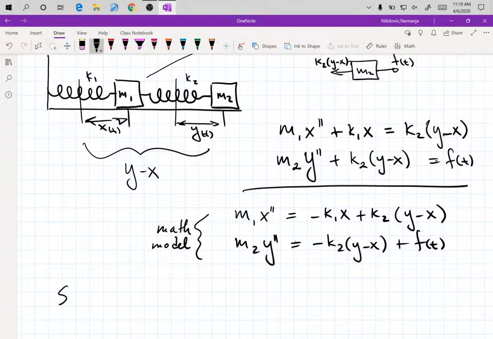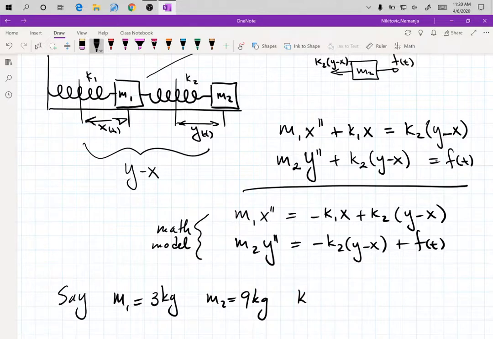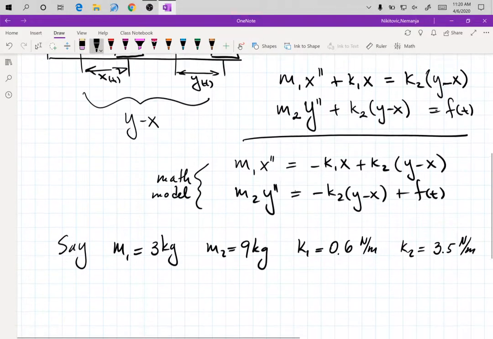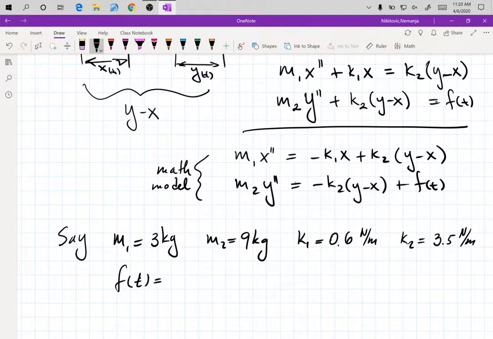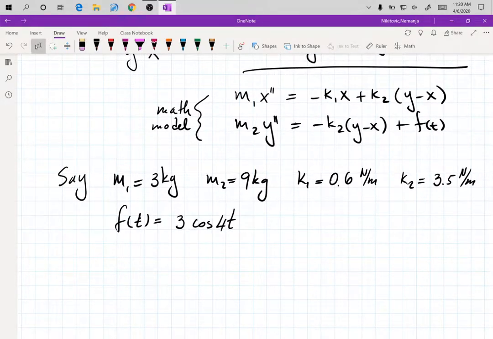So say m1 is equal to, I don't know, 3 kilograms, m2 is equal to 9 kilograms, K1 is equal to 0.6 newtons per meter, and K2 is given as, I don't know, 3.5 newtons per meter, and the f of t, which is the function that bothers everything at the end, is going to be given by 3 cosine of, I don't know, 4t, whatever. So what you would do is you would just plug those in, right?